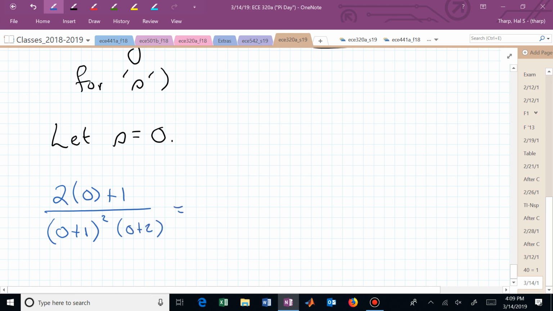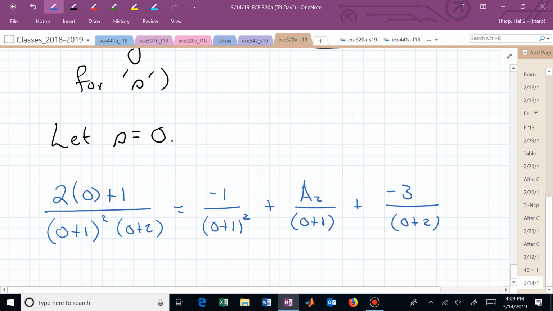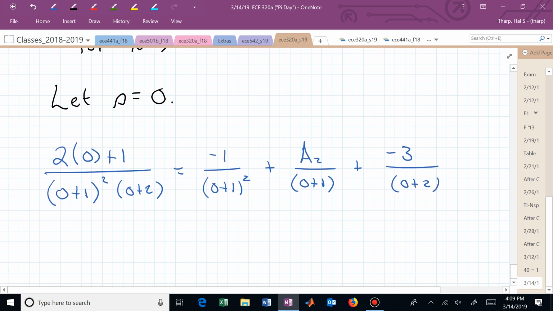And I now have my original partial fraction expansion on the left-hand side. My right-hand side is a1, which I found to be minus 1, over s plus 1 squared, plus a sub 2 over s plus 1, plus a sub 3, which is minus 3, over s plus 2. Now I have one equation in the one unknown a sub 2, and I can solve that.